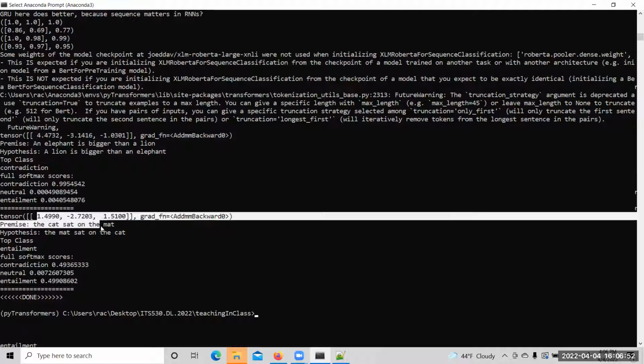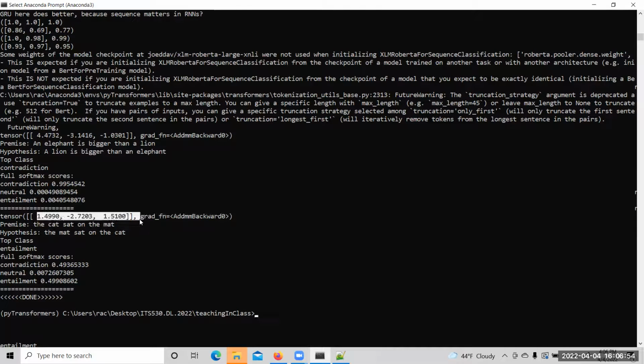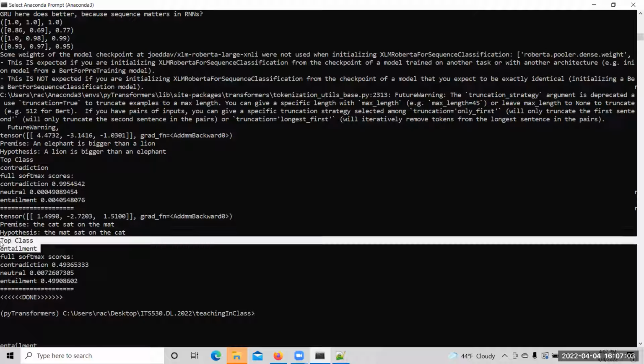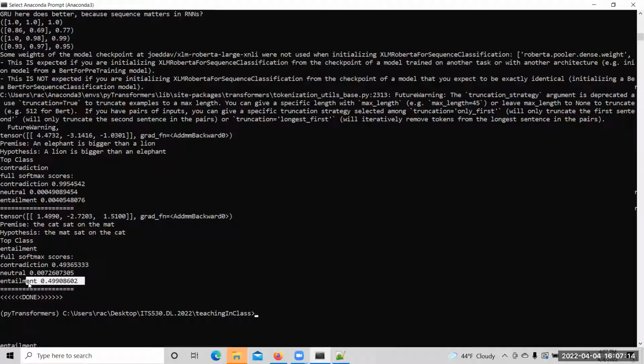For the second sentence, we have the vector here. The premise is the cat sat on the mat. The hypothesis is the mat sat on the cat. According to this it is entailment. The softmax is 49.07 and 49.9. So it was kind of close between contradiction and entailment, like extremely close. Do you guys see that?